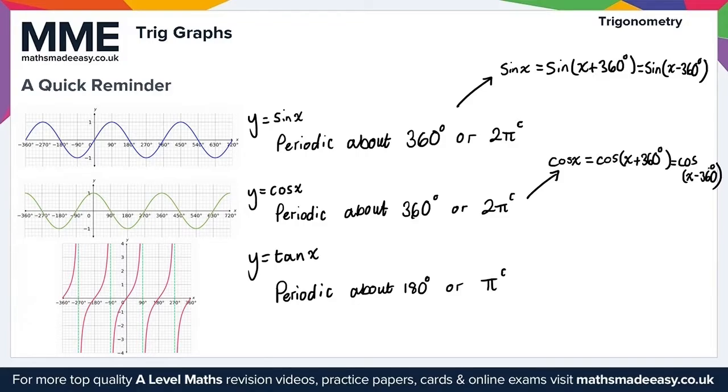And finally, for tan x, we can write this in a similar format. Rather than x plus 360 degrees and x minus 360 degrees, as it's periodic about 180 degrees, it's going to be tan of x plus 180 degrees, which is equal to tan of x minus 180 degrees. So that's our quick reminder regarding our three trigonometric functions and their respective graphs.